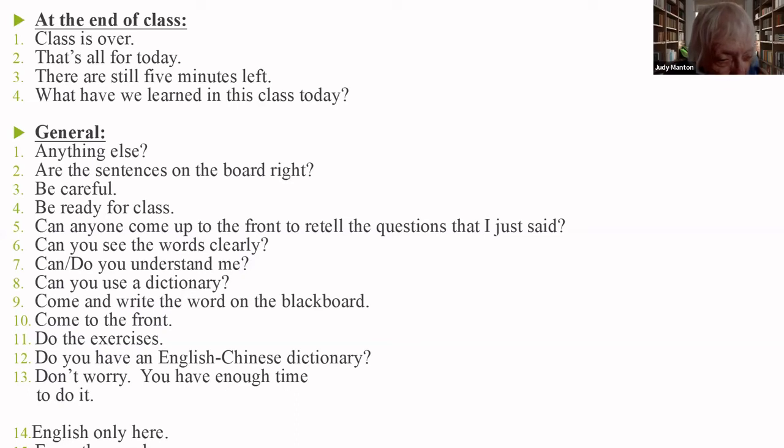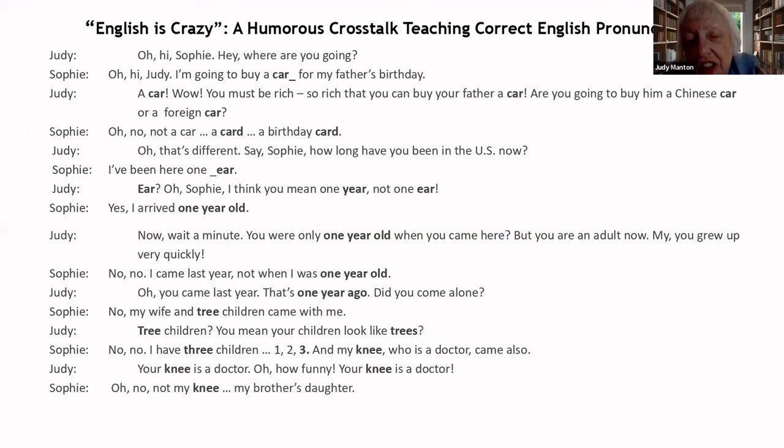Now, over my many years of teaching English, I made notes of the major problems speakers of Chinese had when pronouncing English. Based on these funny mispronunciations, I wrote this xiangsheng to call attention to careful pronunciation. I hope you will enjoy it.